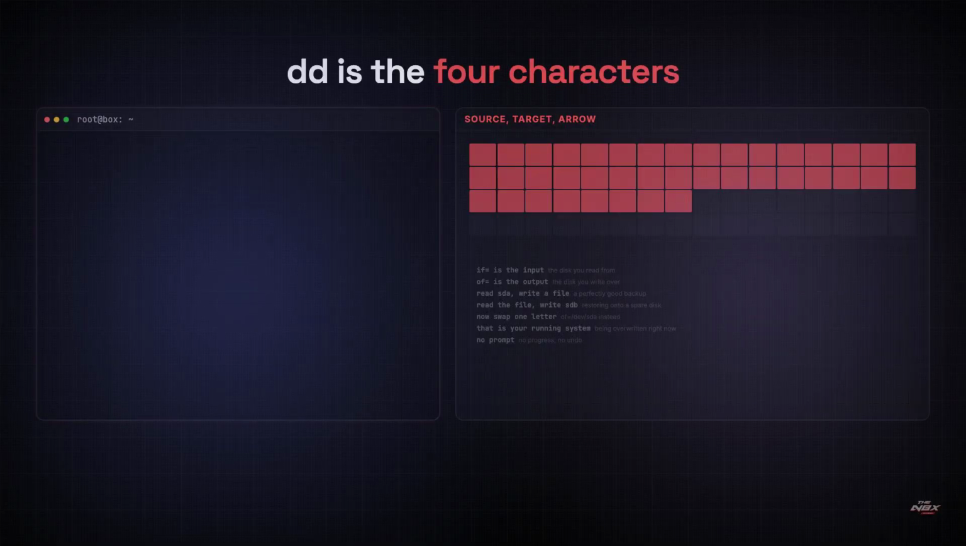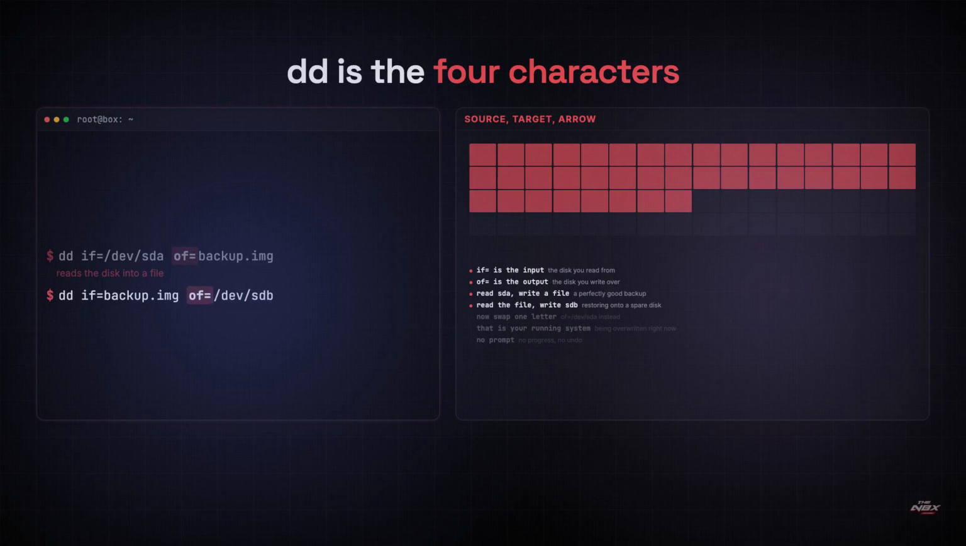And here's the answer to the question I opened with. dd copies blocks and asks nothing of anybody. Two arguments do all the work. if= is the input, the thing you read from, and of= is the output, the thing you write over. Used properly, it's excellent. Read your disk, write a file, and that's a genuine full backup. Read the file back onto a spare disk and you've restored it.